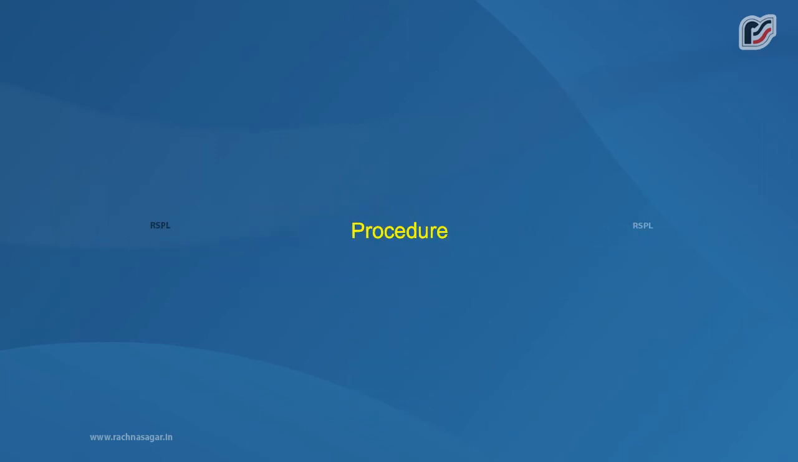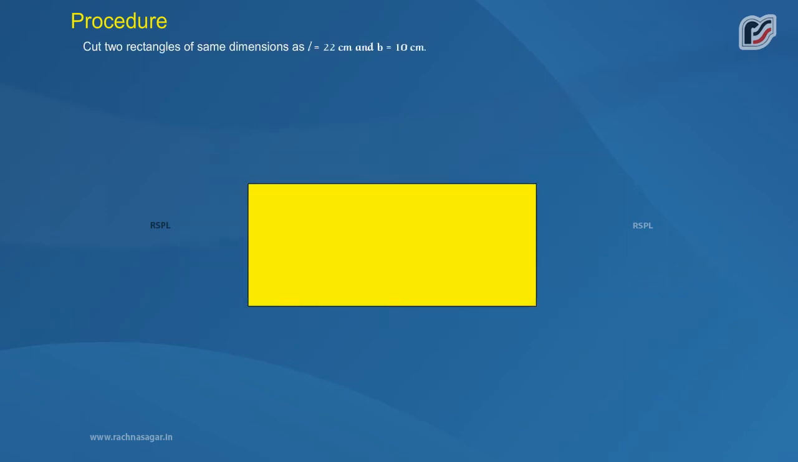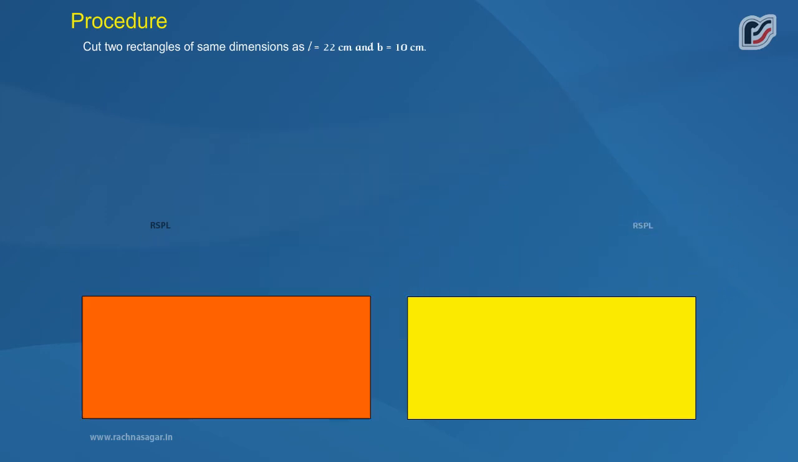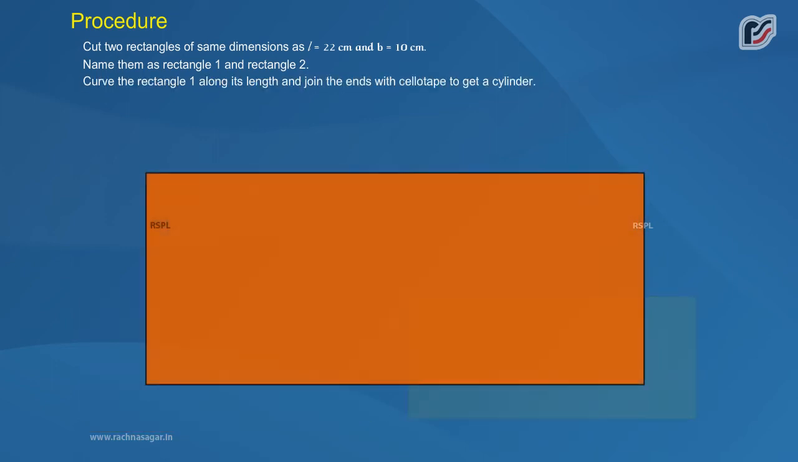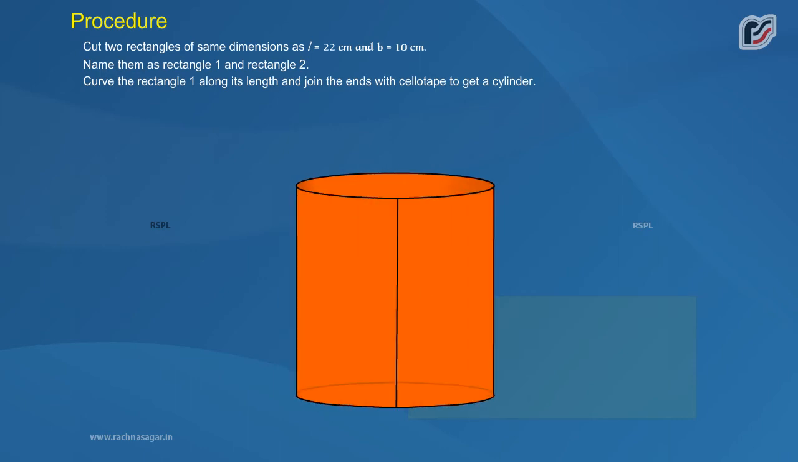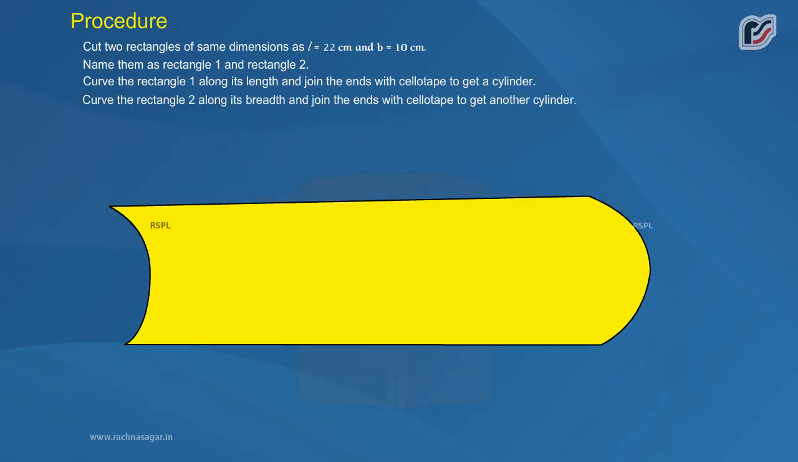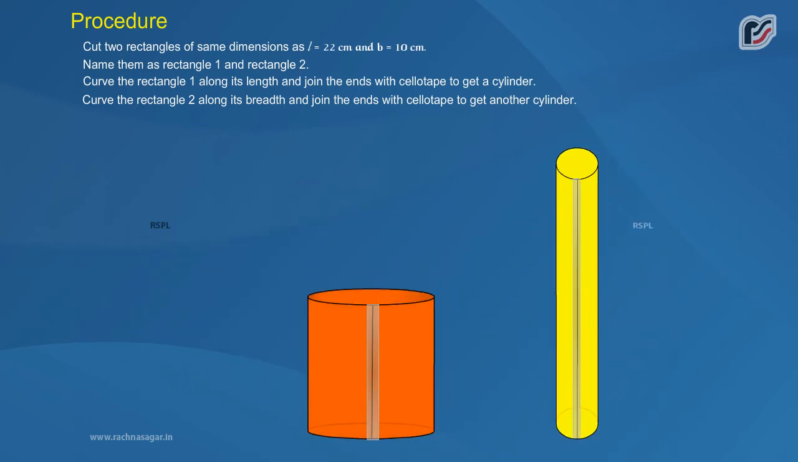Procedure: first, cut two rectangles of same dimensions as L is equal to 22 cm and B is equal to 10 cm. Second, name them as rectangle 1 and rectangle 2. Third, curve the rectangle 1 along its length and join the ends with sellotape to get a cylinder. Fourth, curve the rectangle 2 along its breadth and join the ends with sellotape to get another cylinder.